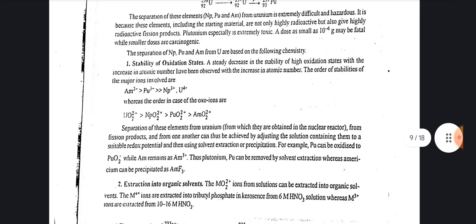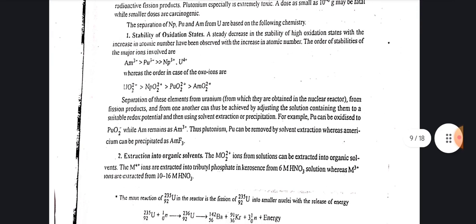The separation of these elements, Np, Pu and Am, from uranium is extremely difficult and hazardous. It is because these elements, including the starting material, are not only highly reactive but also give highly reactive fission products. Plutonium, especially, is extremely toxic. A small dose of 10^-6 gram may be fatal, and even smaller doses are carcinogenic.